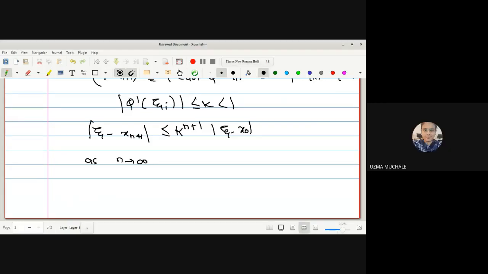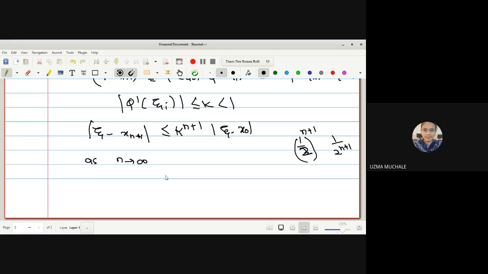If n tends to infinity, if k is less than 1. K less than 1 means what? We can assume k is equal to half. Okay, 1 by 2 raised to n plus 1. If n tends to infinity, what will happen for this? 1 upon 2 raised to n plus 1, as n tends to infinity, what is the result? 0. So as n tends to infinity, this will tend to 0.